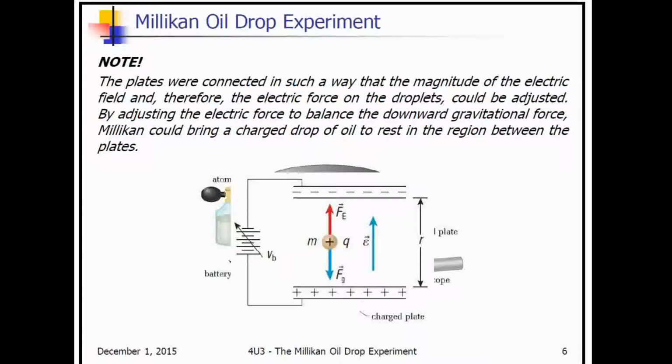So there's an Fg pushing the oil drop down. There's an Fe that is pulling the oil drop up. If it's balanced, the oil drop will almost levitate. It'll be suspended.